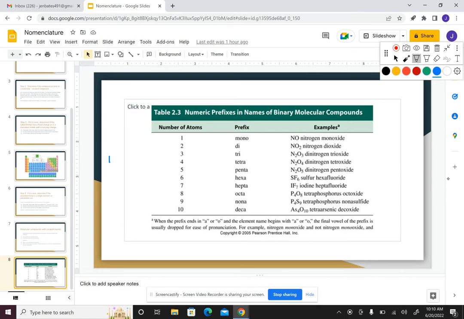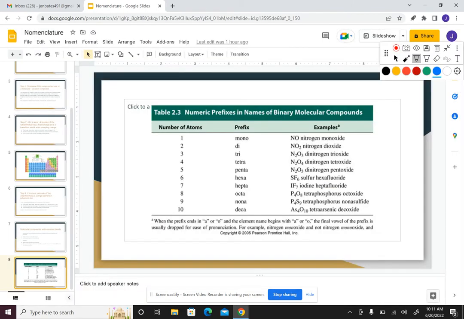How about N2O? Oh, and also these all end in IDE. Okay, if you notice that. So you would say dinitrogen because there are 2 nitrogens and the prefix for 2 is di. So it would be dinitrogen monoxide.